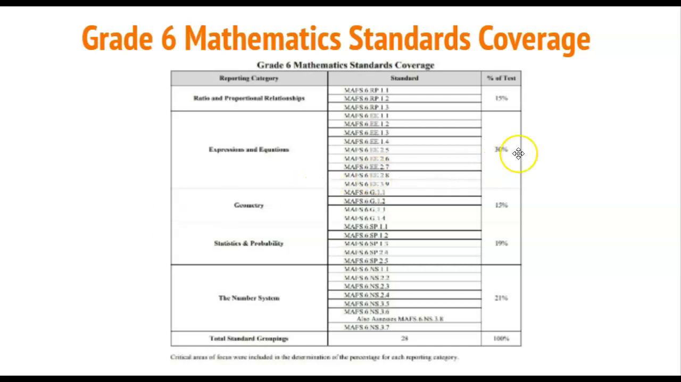30% of the test items will come from the expressions and equations standards for 6th grade mathematics. Students will need a strong foundation in the number system and basic operations in order to be successful on the Florida Standards Assessment for math.